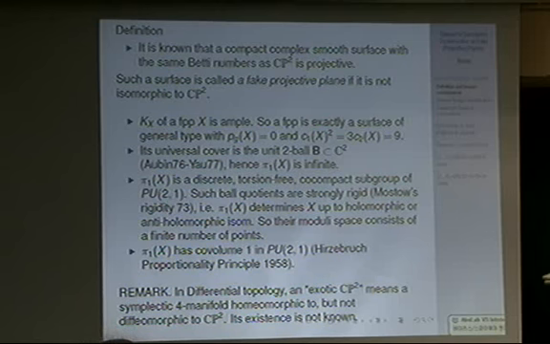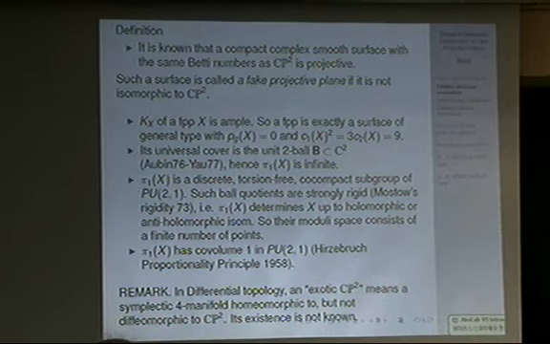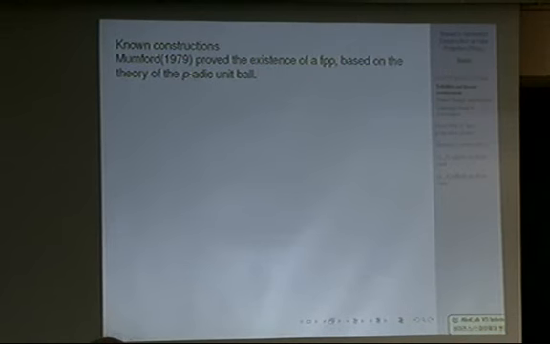Of course, in the complex category, it doesn't exist, because homeomorphic means it must be isomorphic to CP2. The known constructions: David Mumford proved the existence of such a surface. So he was the first who proved the existence.